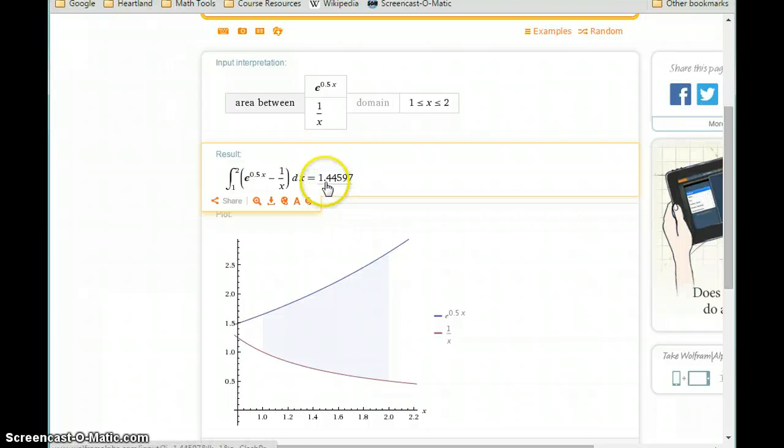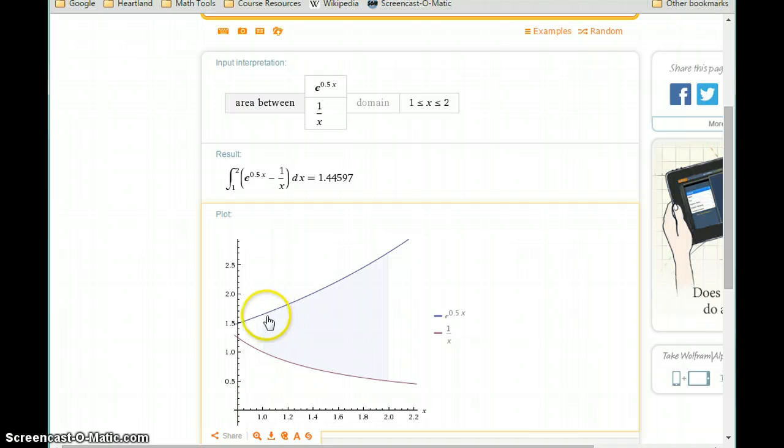So we'll get our result, in this case about 1.446, and we'll also get a picture of what's happening. So we've got the graph of e to the 0.5x and the graph of 1 over x and that shaded region, that area between the two curves that we're calculating.